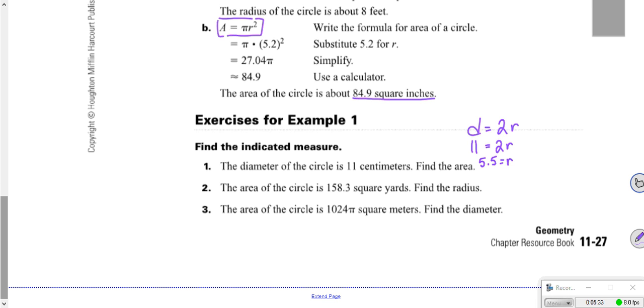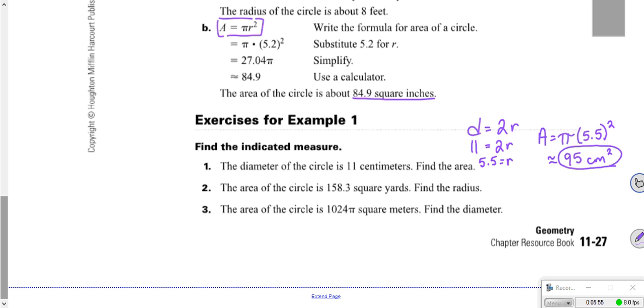Then you find the area. So your area is going to be pi times 5.5 squared. You put that in a calculator and you get approximately 95 square centimeters, or centimeters squared. Okay.